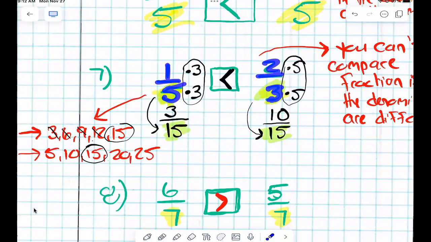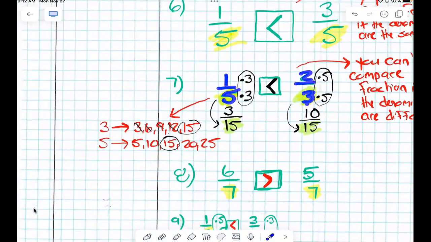Now, the next one we compared was 1/5 and 2/3. Are the denominators the same? No. So you look at the denominators, they're different, so we have to get common denominators, right? What number do 5 and 3 both go into? 15. We can use snakes to help us do that, or you can just multiply 5 times 3, right?